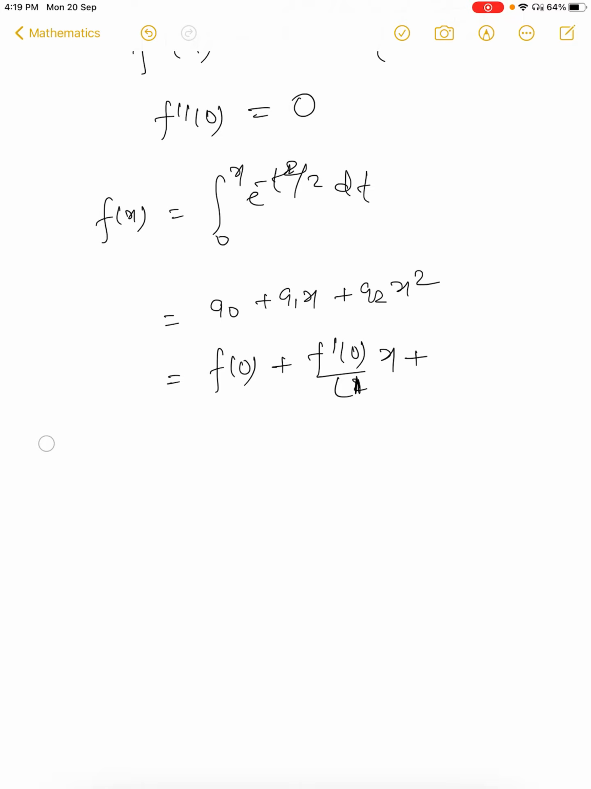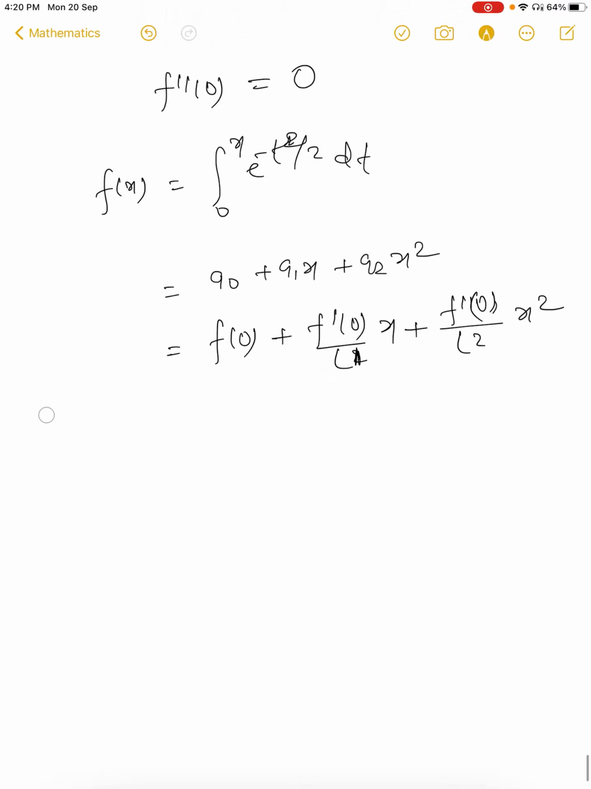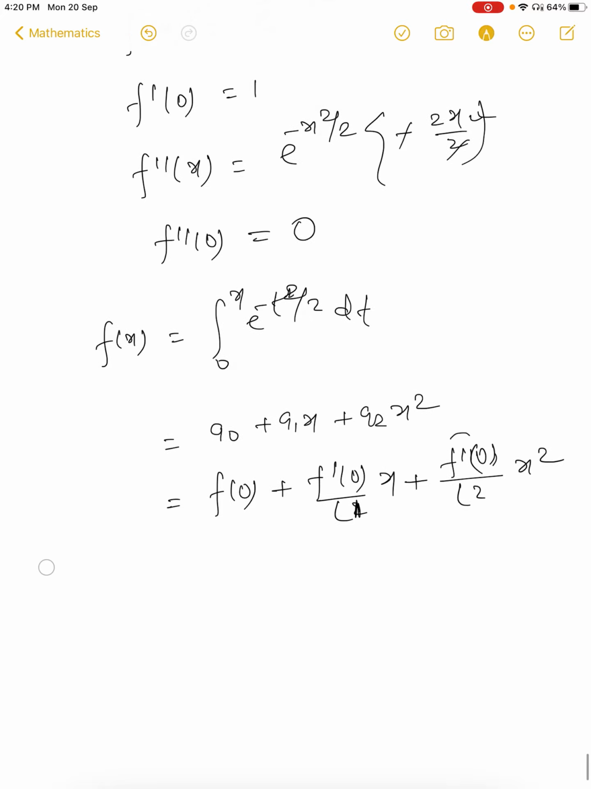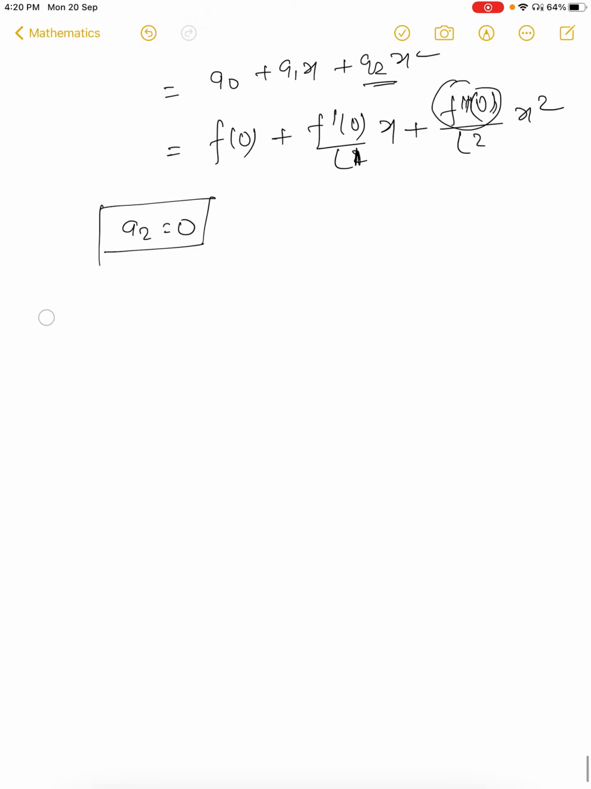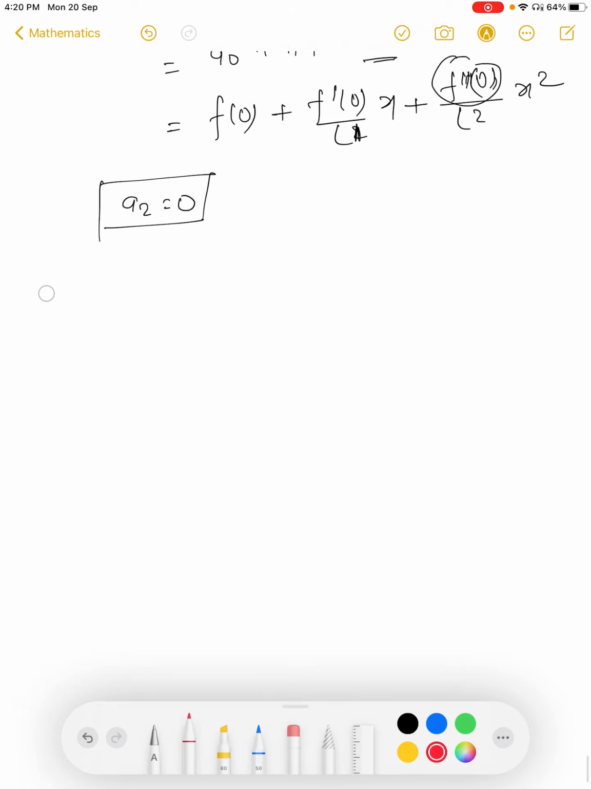And what will be a2? a2 is nothing but f''(0)/2! times x². So compare it. Here the x² component is f''(0), and this one is 0. So what will happen? This one will be 0, so a2 should be 0. So the right answer is a2 should be 0. Now come to the next question.